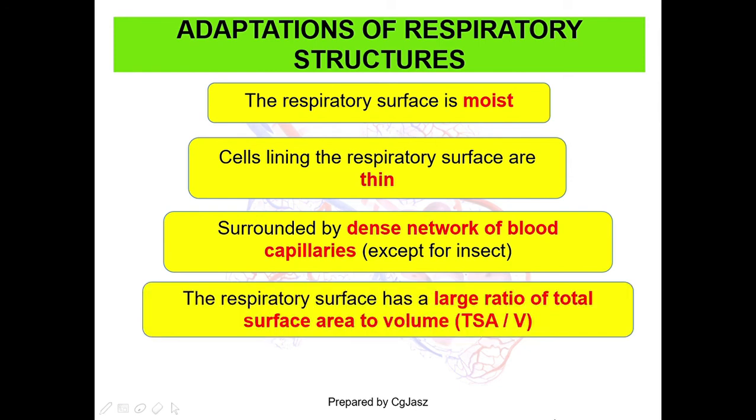And fourth, is the respiratory surface has a large ratio of total surface area to volume. Okay? It is for the efficient exchange of respiratory gases. Jadi, empat adaptasi ini, empat karakteristik ini sangat penting untuk memastikan the efficient exchange of gases supaya pertukaran gas itu lebih efficient. Okay? Dalam organisma yang bersaiz besar.